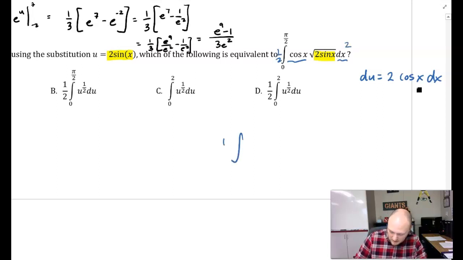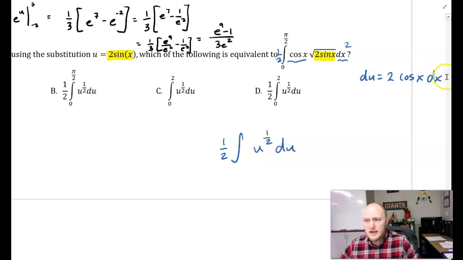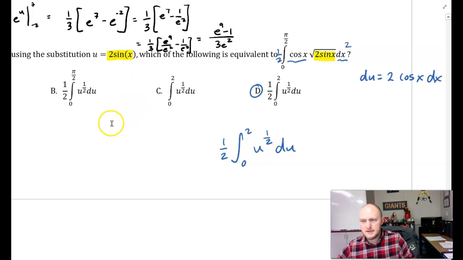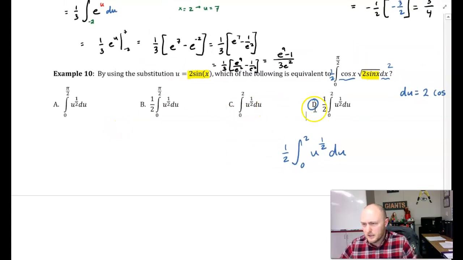So this is looking like 1/2 the integral of u to the power of 1/2, right? du. Okay, but remember my limits. So 0 to pi over 2, those are in terms of x. If you plug these into u, you would get 0 to 2. Your answer is D. D is the answer.